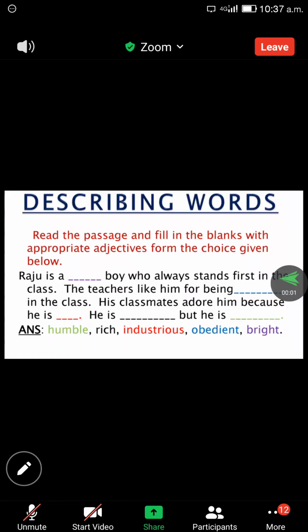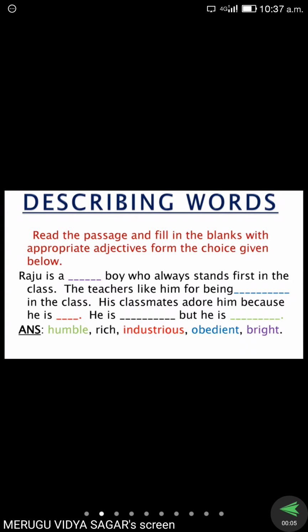You have to identify the answer in the exam. Please take a screenshot.